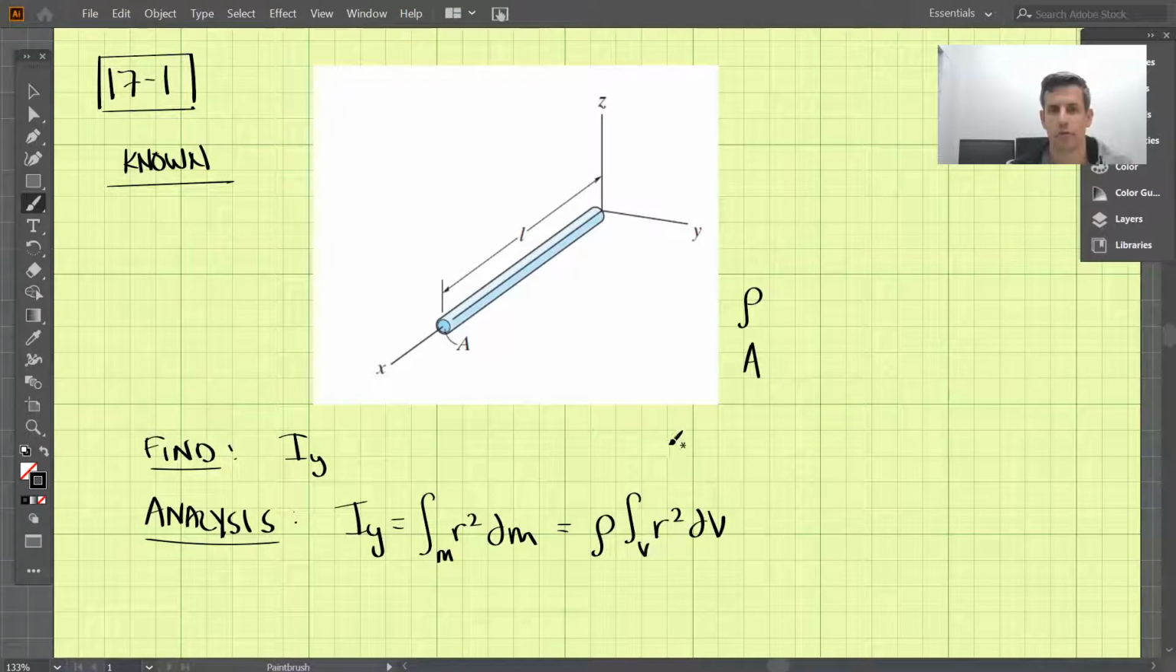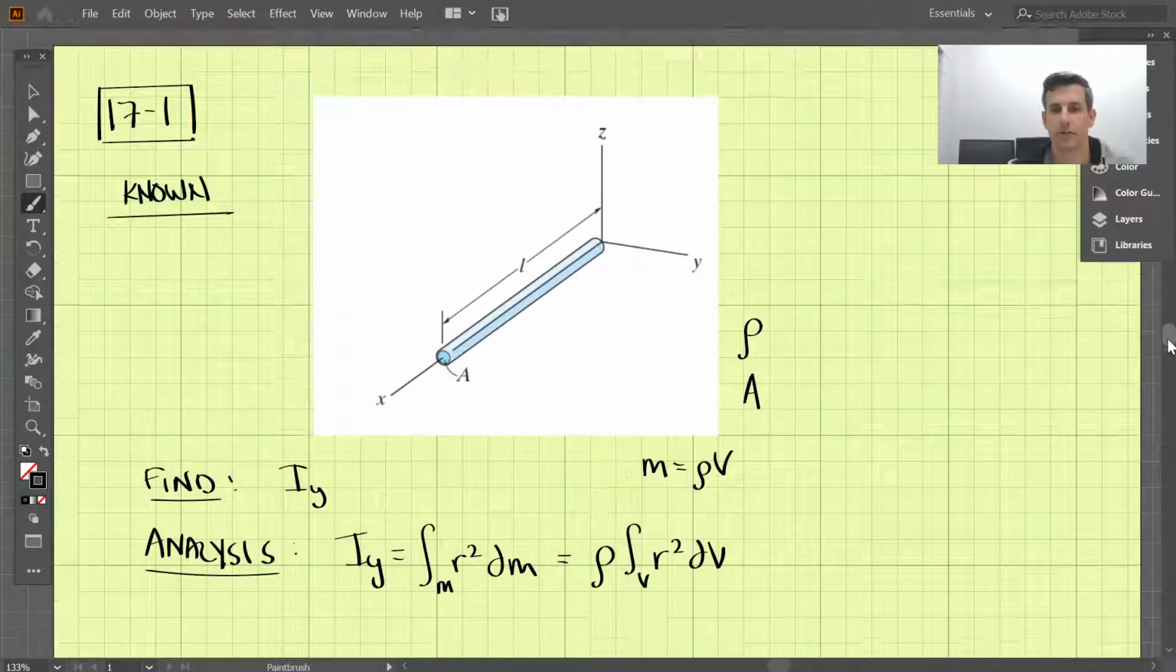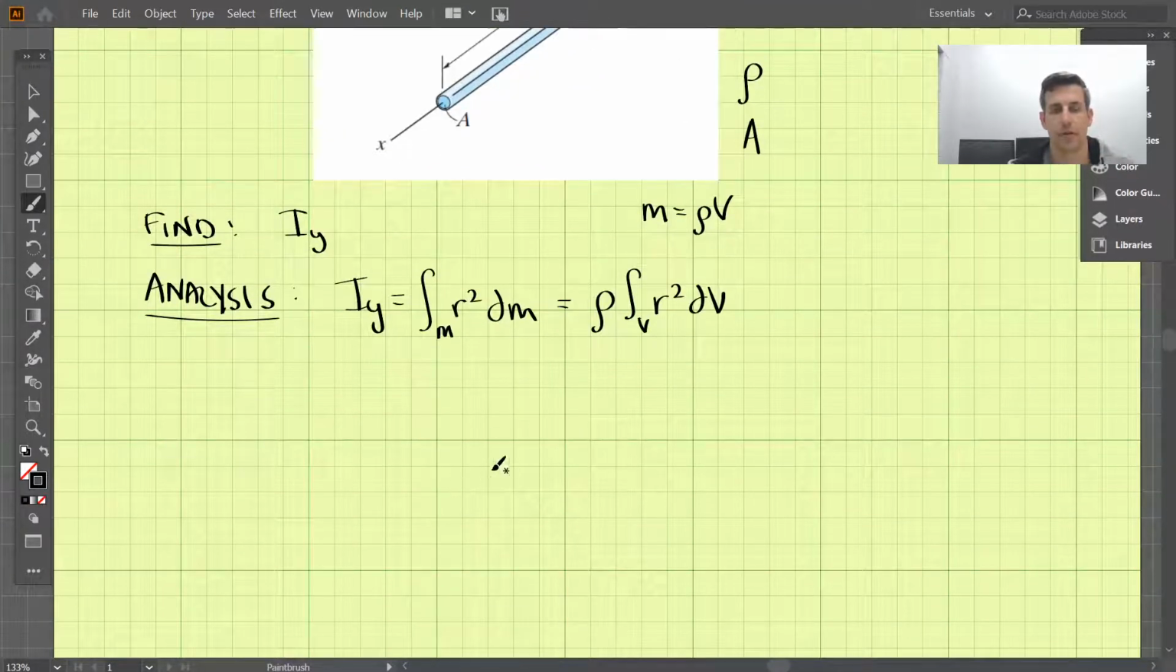The reason we can do that is mass is equal to rho times the volume here. So by changing mass to volume, all we need to do is pull that rho outside, and that's a constant. All right, so let's take a look at this differential element.